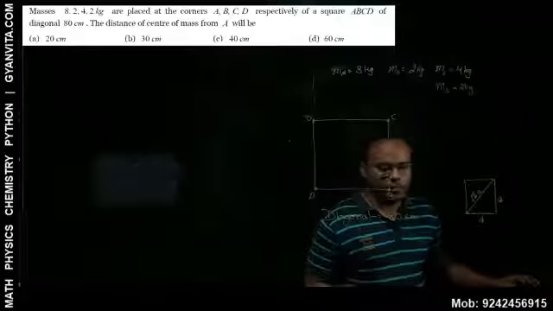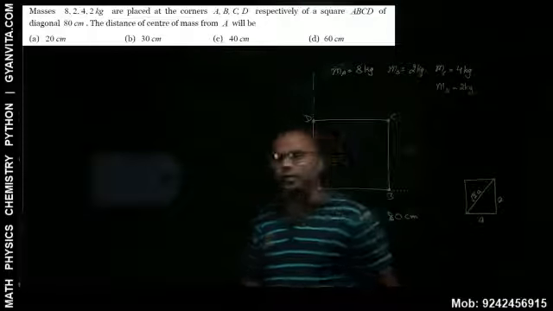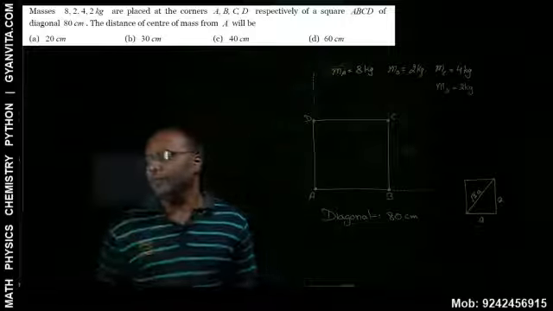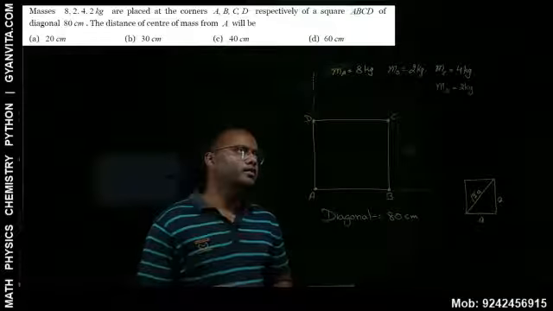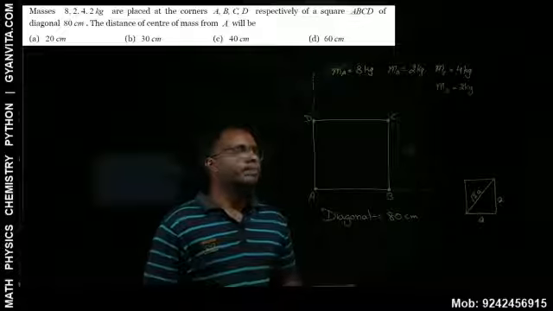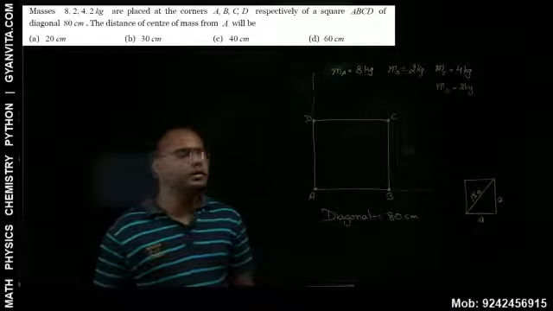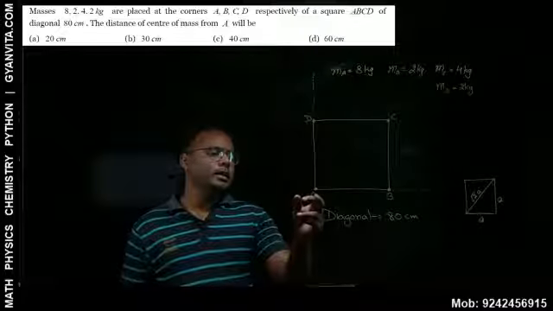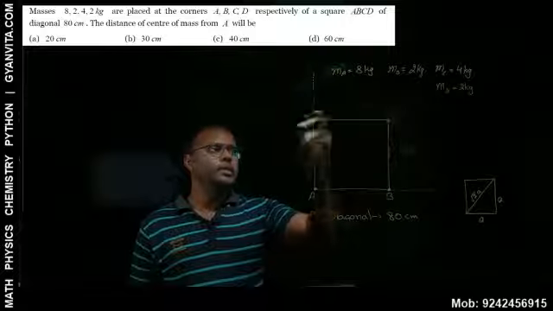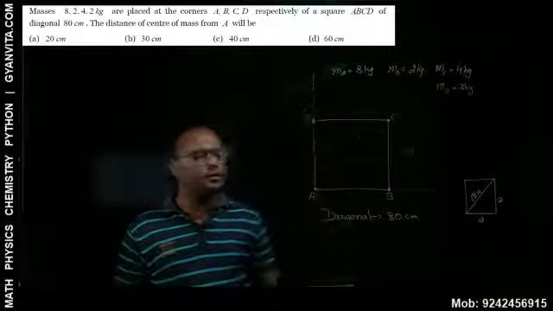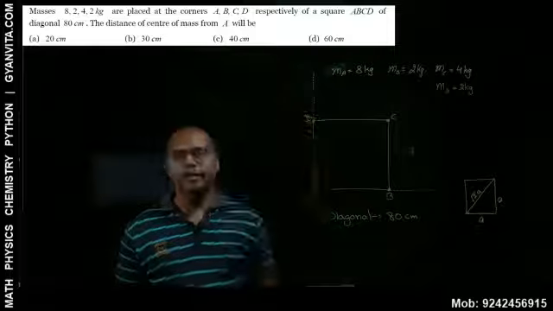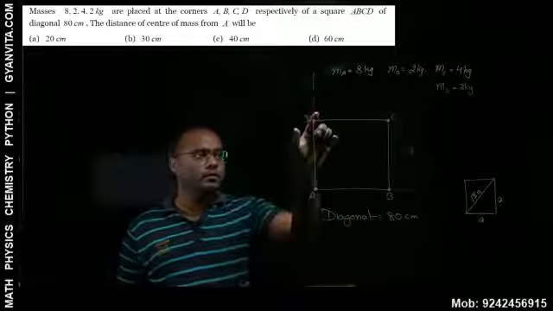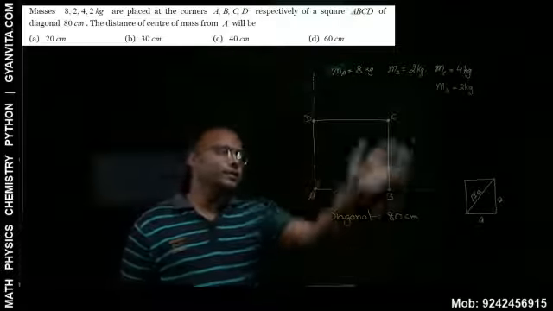How to do it when it is in your board exams, and we'll see if we can do it in a better way or in a faster way as well, right? So what we have here is there are four masses, MA, MB, MC, and MD. So there are four masses, 8 kg, 2 kg, 4 kg, and 8 kg. Sorry, 2 kg. So these masses are kept here.